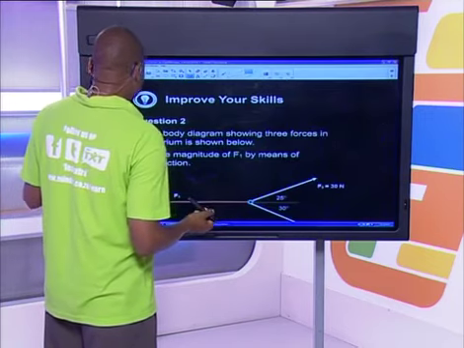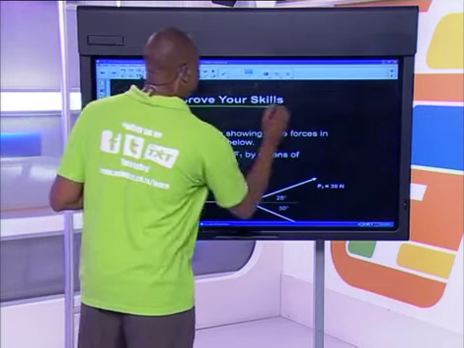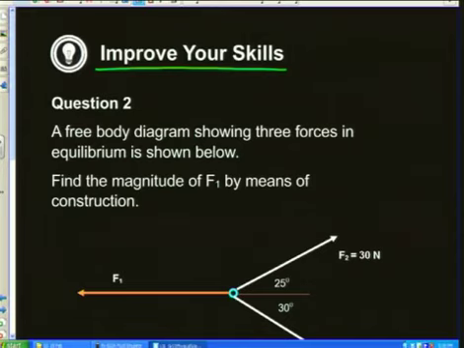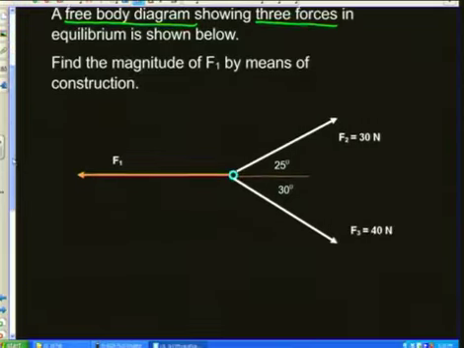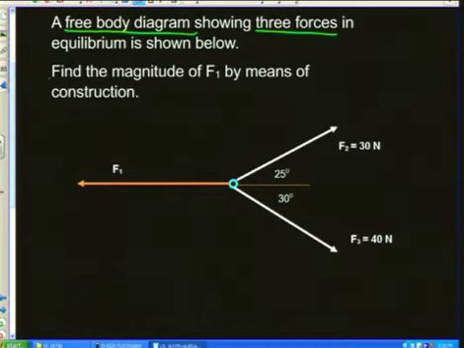Now, the next question on improving our skills is this one, which I like so much. Look at it. It says a free body diagram showing three forces. So we've got three forces here in equilibrium is shown below. Find, listen to the question, find the magnitude. All we want is just the magnitude of F1 by means of construction.